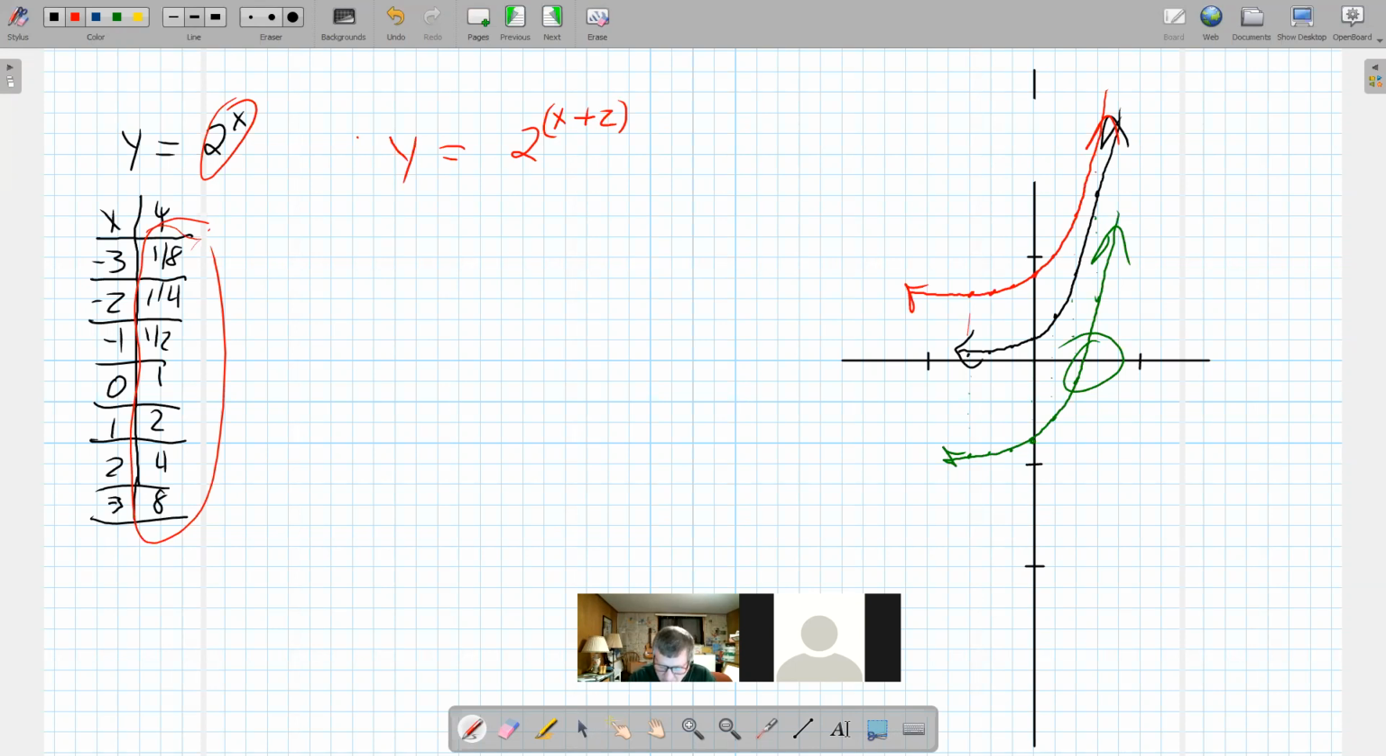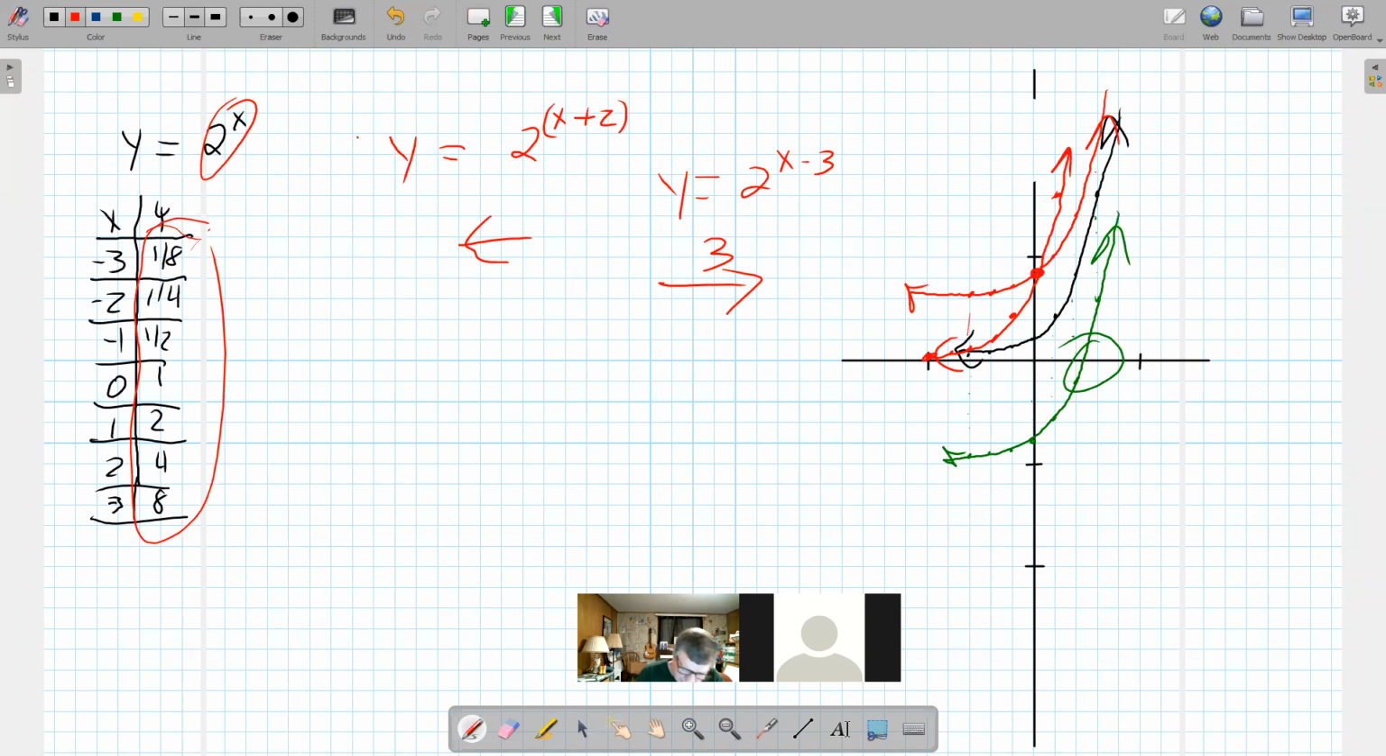It's going to move it 2 units to the left. So this is going to be here, here, here, here, here, there. It's going to look like this. So that's going to go to the left 2 units. What if I had y equals 2 to the x minus 3? That would move it that way 3 units.